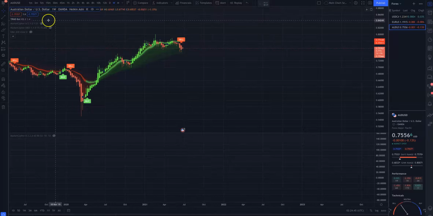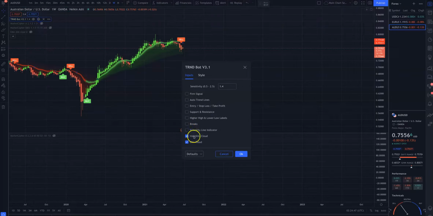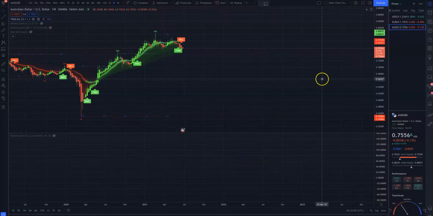So let me go back to, so I use EMA Cloud, Volatility Cloud, firm signals, and support and resistance. I also use higher highs, higher lows. That's usually how my TrendBot chart looks. And I save that, which is pretty cool.